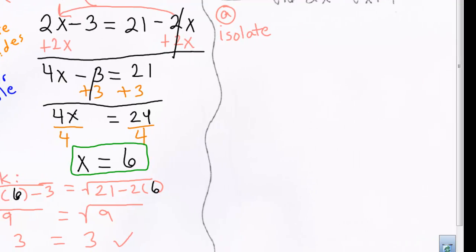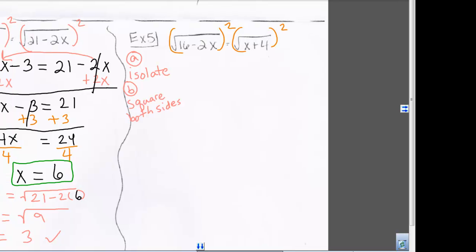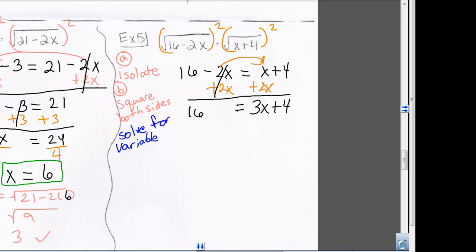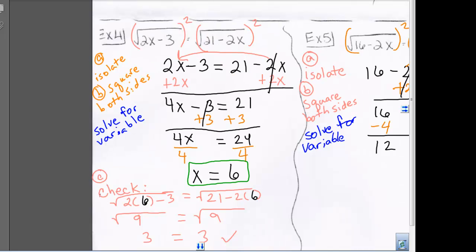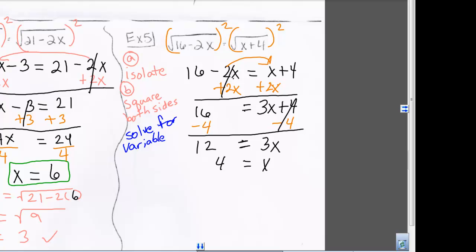Let's look at example 5. Isolate the radicals. Square both sides. This gives us 16 minus 2x equals x plus 4. Solve for the variable. Add 2x to both sides gives us 16 equals 3x plus 4. Subtract 4 from both sides gives us 12 equals 3x. Dividing by 3 gives x equals 4.